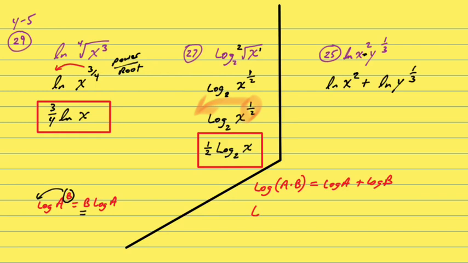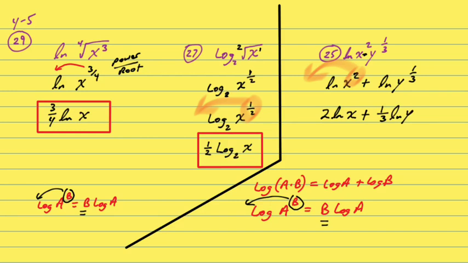The only thing left to do is to use the property that we used last time, which basically just says to pull the exponent in front of the logarithm. So I'm going to take this exponent and put it in front of the logarithm. So my final answer is going to be 2 ln x, pulling this exponent out front, plus 1/3 ln y.